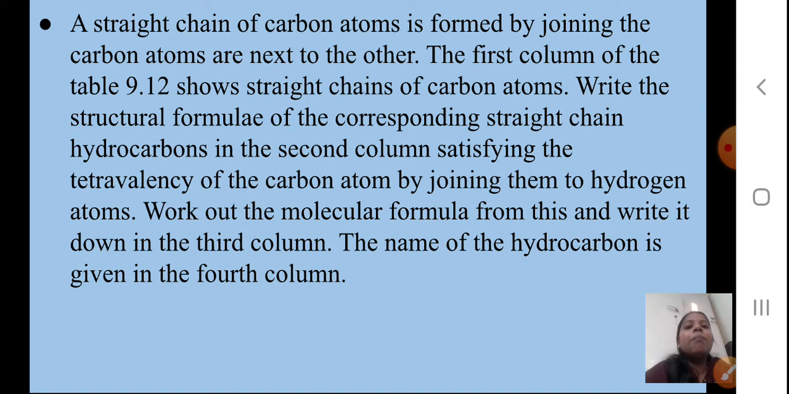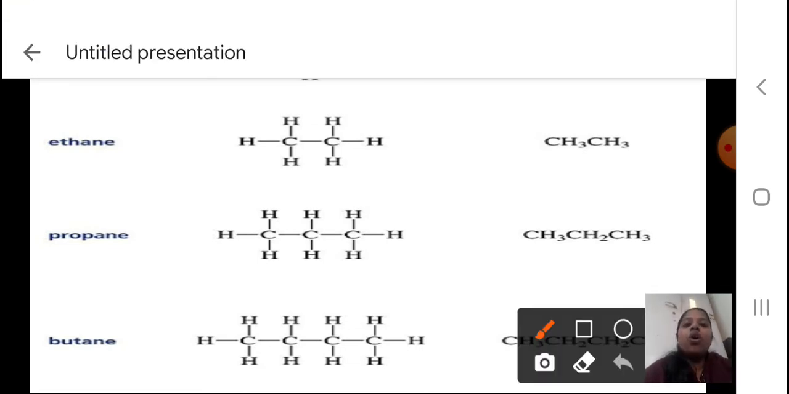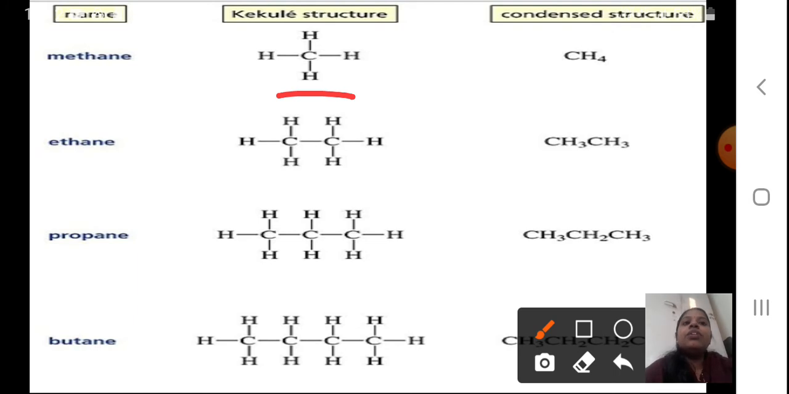So some part I am going to show in the table and some part you are going to do on your own. The table is in this way only in your text. Names are given. Calculus structure means this is the structure of how you are going to draw the straight chain, and this is the condensed structure, where we are not showing the dash between the carbon atoms. That is the condensed structure. So see, methane, you can see how we draw the structure like this: C and 4 bonds of hydrogen. So we write it as CH4, that is the methane.